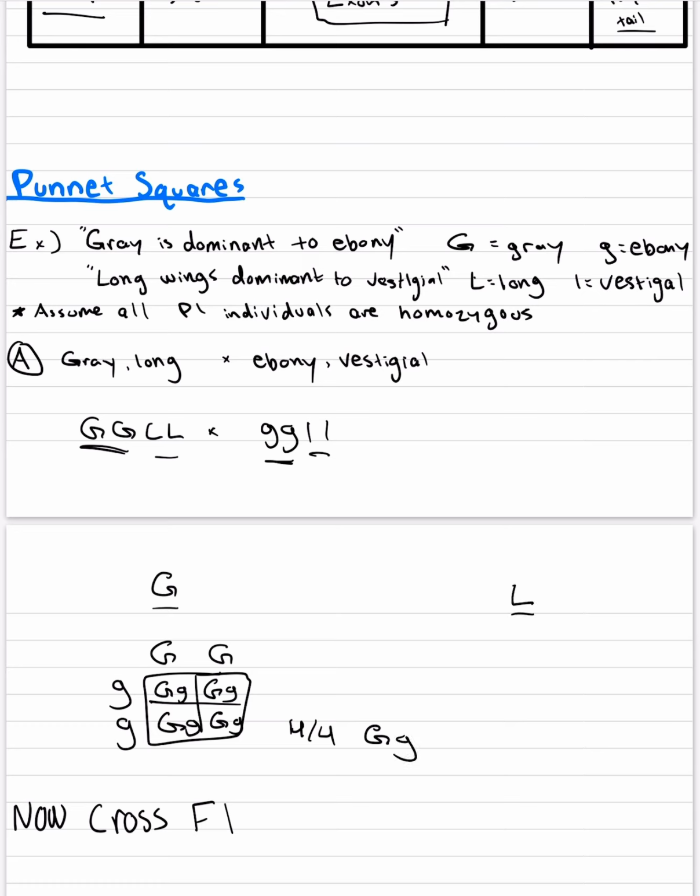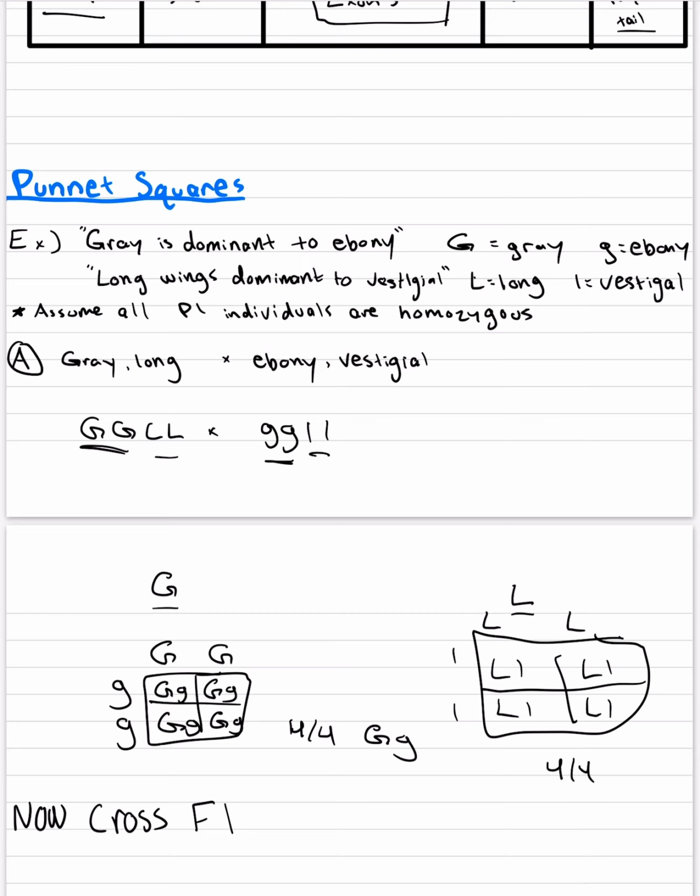Now if we do the same for the L gene, we find that we get the same exact results in which 4 out of 4 of them are heterozygous, or have one big L and one little l.